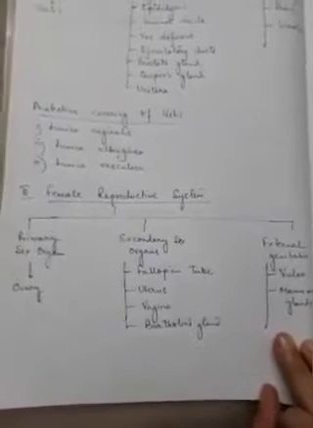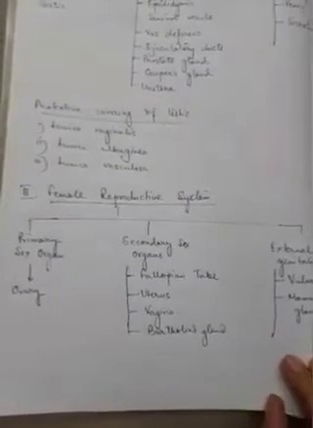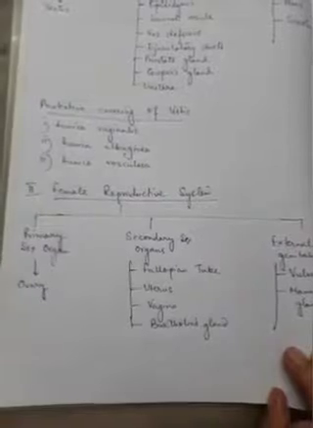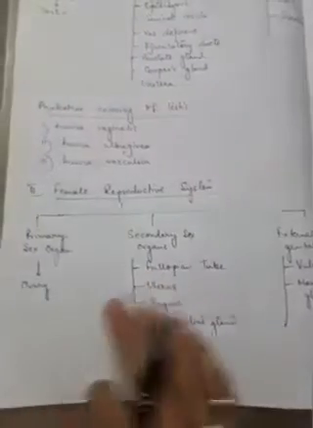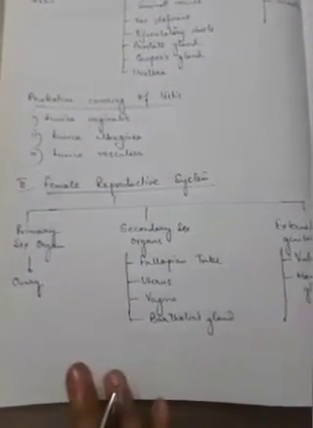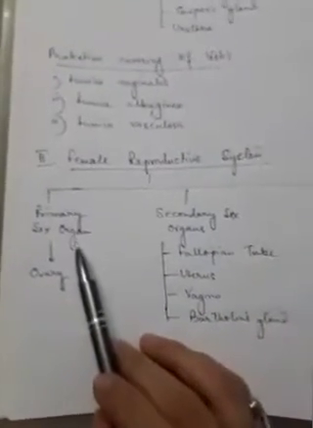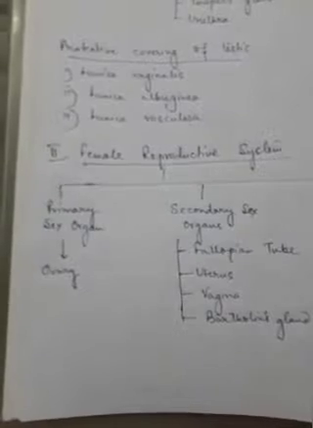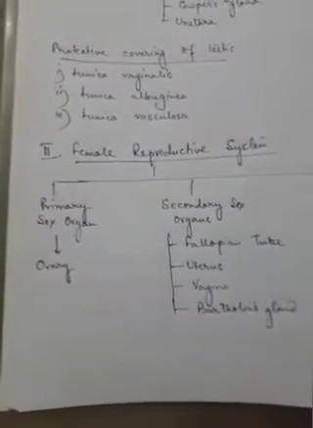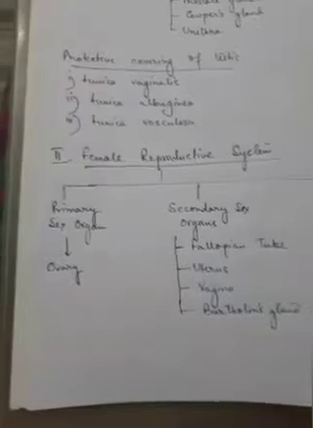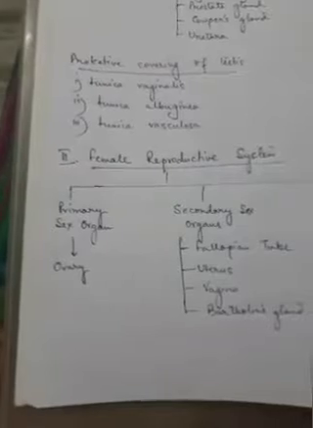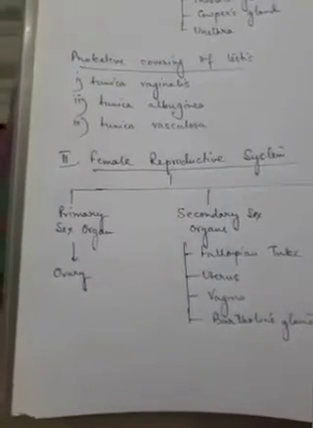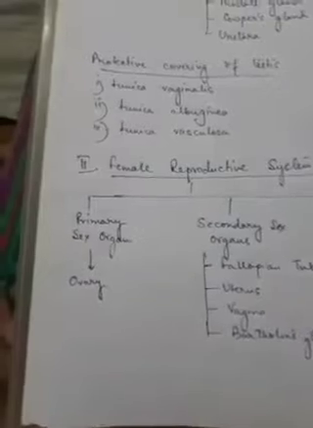After the male reproductive system, we will start with the structure and the different parts of the female reproductive system. First, similarly to the male reproductive system, I have drawn a chart which contains the different organs. Firstly, coming to the primary sex organ, that is the ovary, which is one pair present in females, similar to the testis. In males there is one pair of testes, which is the primary sex organ, and in females there is one pair of ovaries, which is the primary sex organ.